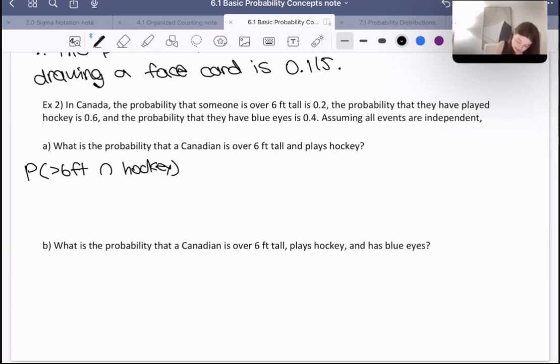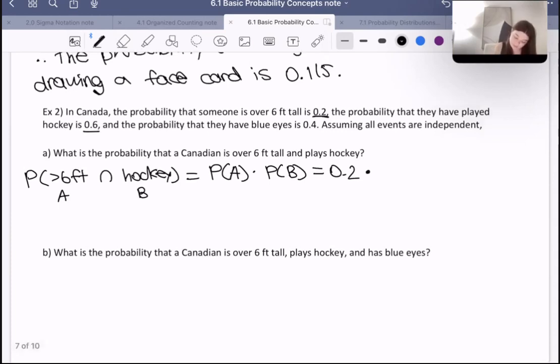Let's say that over 6 feet tall is event A and playing hockey is event B. This would be equal to the probability of event A times the probability of event B, right? Using the same formula as earlier. The probability of event A, over 6 feet tall, is 0.2, as it said in the question. The probability of B, which is playing hockey, is 0.6. So we multiply those together, and we get 0.12.